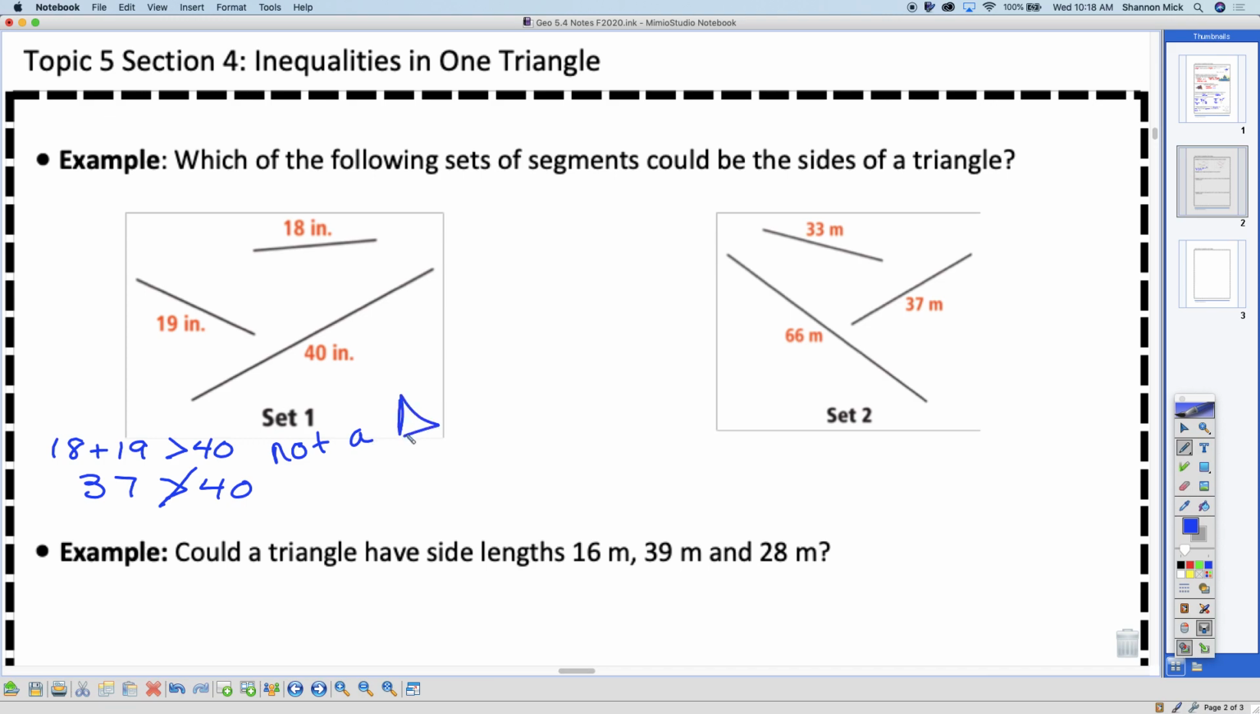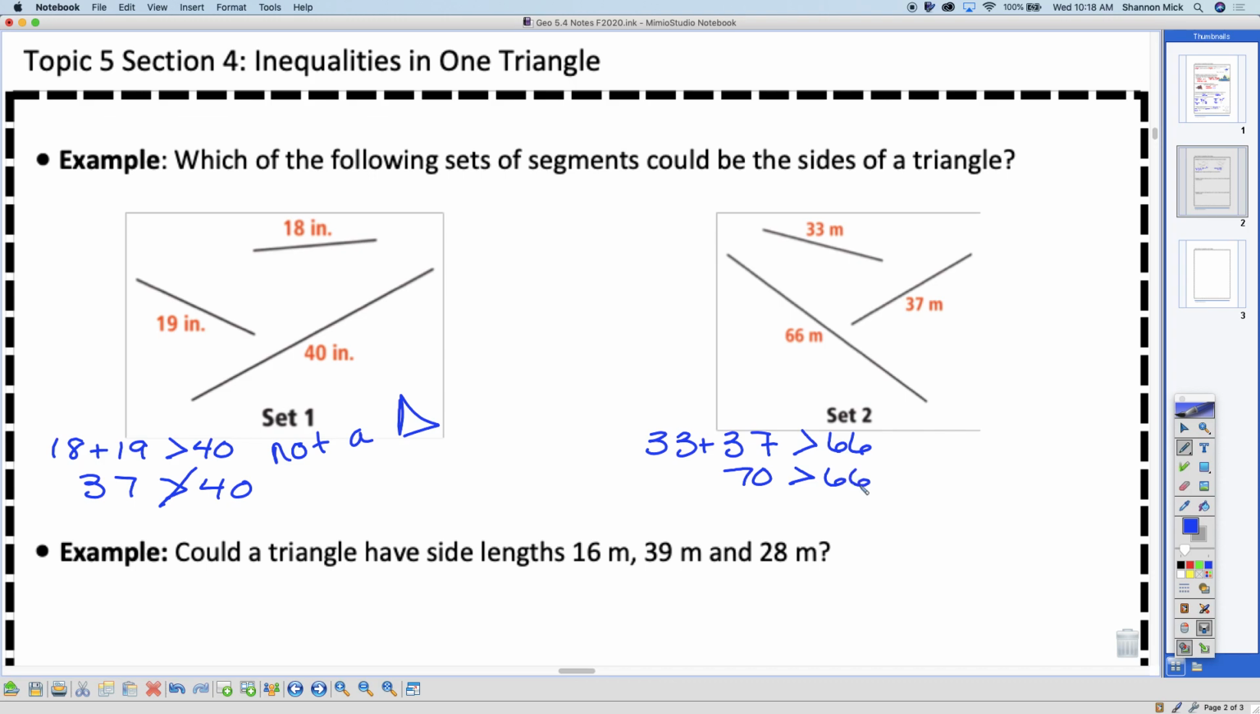Okay, so now what am I going to do over here? You're going to have the same thing. 33 and 37. Okay, so I'm going to have 33 plus 37 has to be bigger than 66. So that's 70. Is that bigger than 66? Yes. Okay, so I need to go to another one.